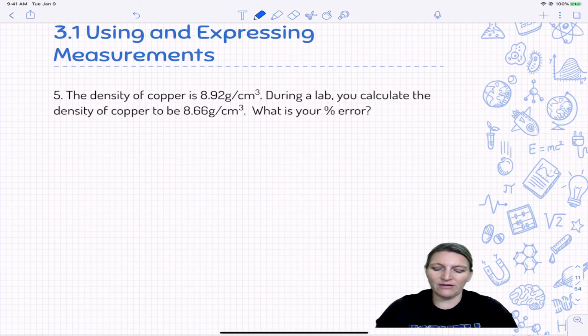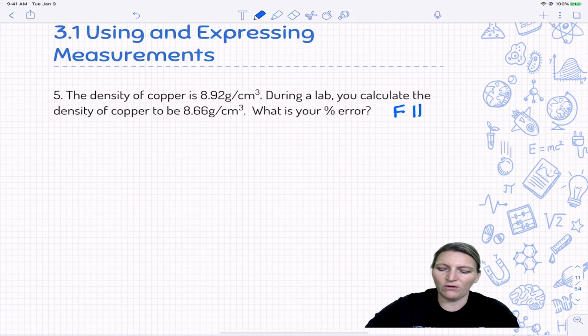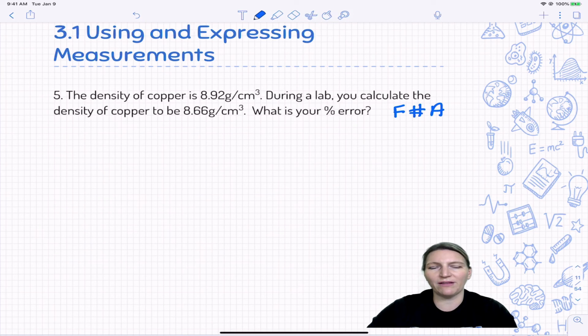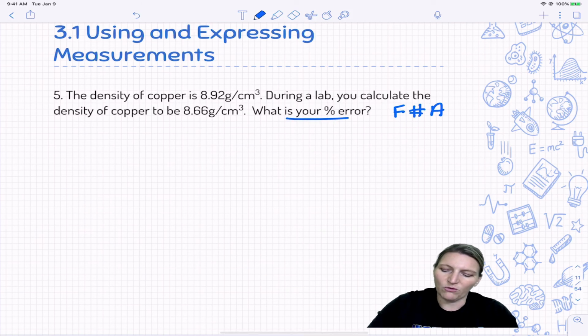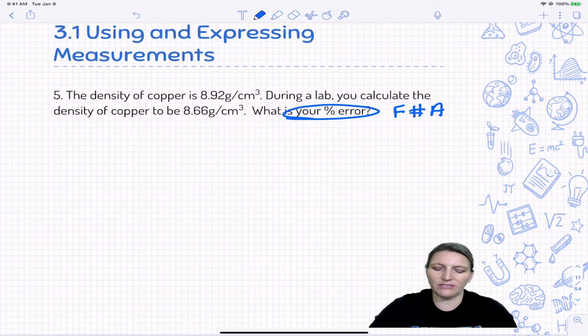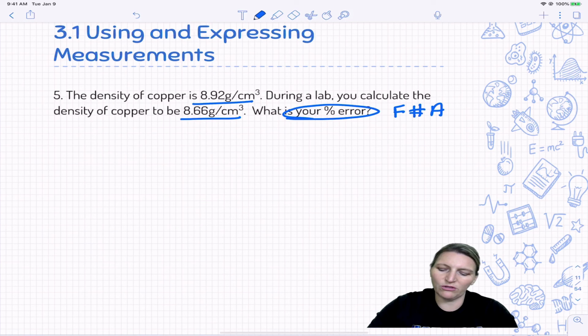The density of copper is 8.92 grams per centimeters cubed. During the lab, you calculate the density to be 8.66. What is your percent error? Remember, when we do math problems, we're going to write the formula, then we're going to plug in the numbers, then we're going to solve for our answer. And we're going to circle the do and underline the clue. Question's asking me to find the percent error. And here are the two clues, the two numbers in this.